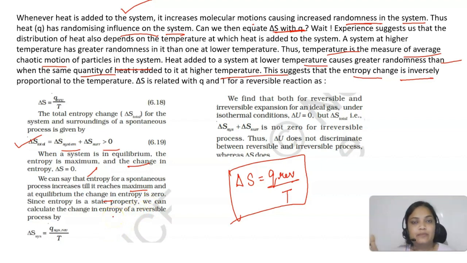Again, entropy is a state property. It will not depend on the path. Okay. So delta S system will be Q system upon T. Okay, and for reversible and irreversible expansion of ideal gas under isothermal conditions, you know delta U is 0, but the delta S means the entropy change is not 0 for irreversible process. Okay, so it means we can say कि delta U cannot be used to discriminate or differentiate between reversible and irreversible process, but delta S can be.